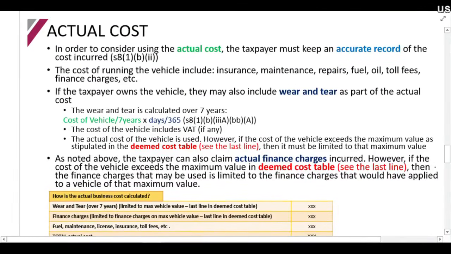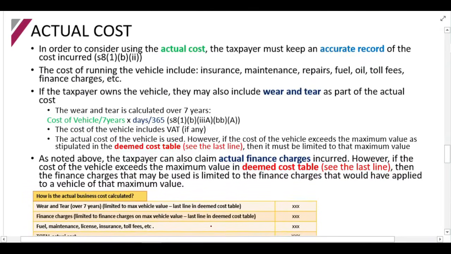Then actual cost. So what is the actual cost? The actual cost is only available to you if you kept an accurate record of the actual costs incurred. So how much did it cost you in fuel? How much does it cost you in repairs and maintenance and oil and toll fees and finance charges?